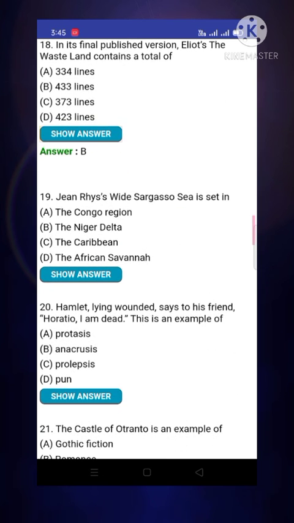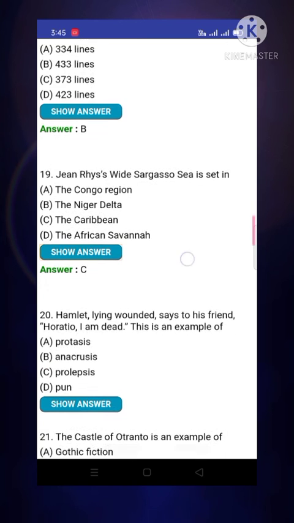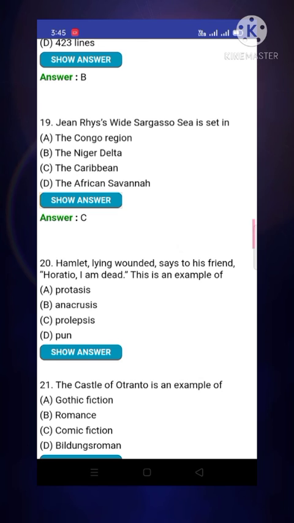Now the 19th question: Jean Rhys's Wide Sargasso Sea is set in. We have to identify the place where Wide Sargasso Sea was set, and the correct option is the Caribbean. The Caribbean is the place where it was set.